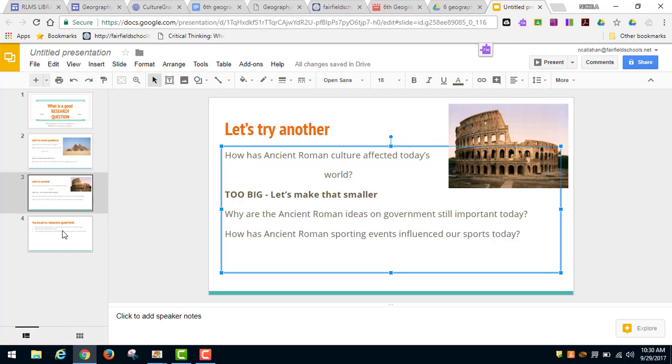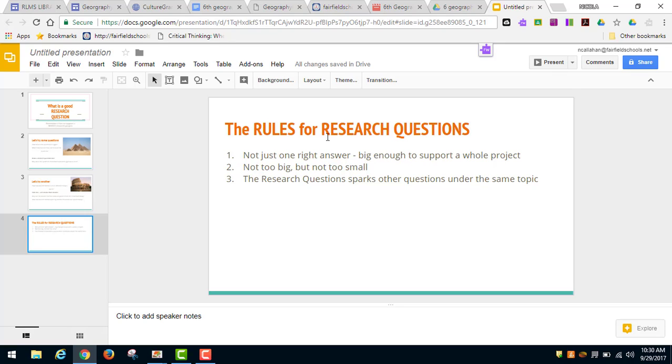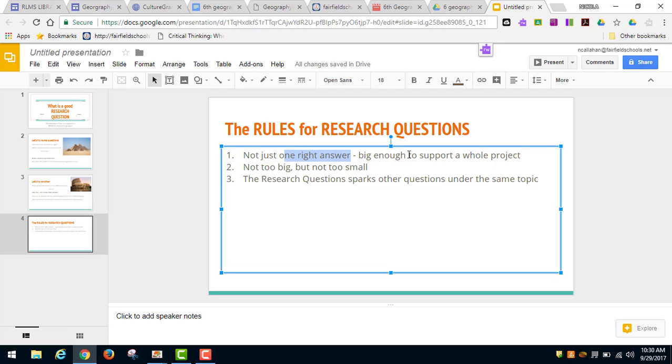So let's go over the rules quickly. A good research question doesn't have just one right answer. It's big enough to support a whole project, but it's also not too big so that you're not writing 6 books about it. You have to be able to have a research question that sparks other questions under the same topic. So if you're doing sports in ancient Rome, you want to talk about what kind of sports they played, where they played them, the rules, who played them, things like that. So it sparks other questions underneath the big research question.